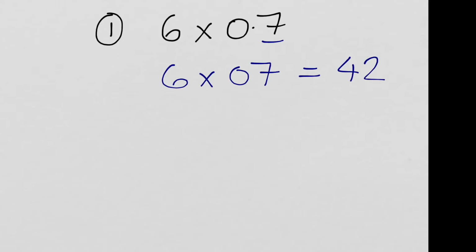Then lastly, we need to put the decimal place back in, and we are going to put it so there is one number after the decimal point in the answer. So in that case, the decimal place will be in between the 4 and the 2, so we get 4.2.